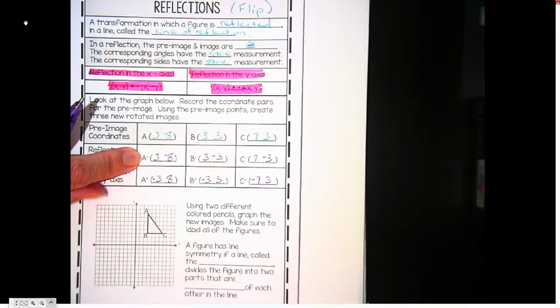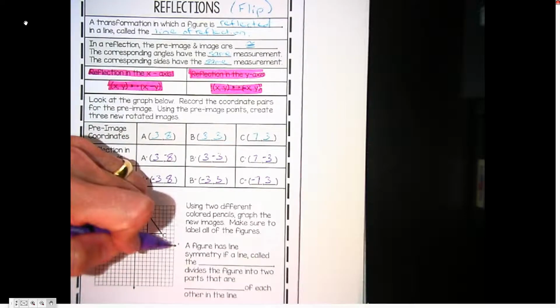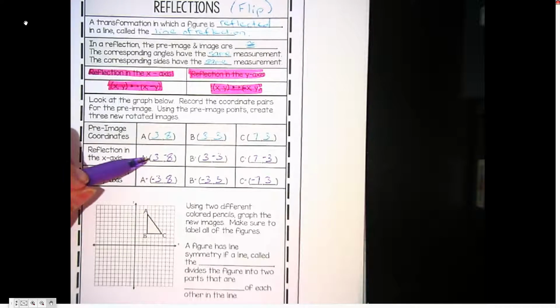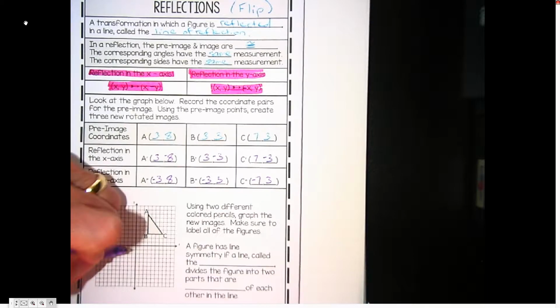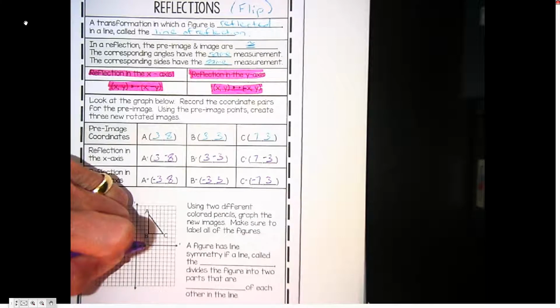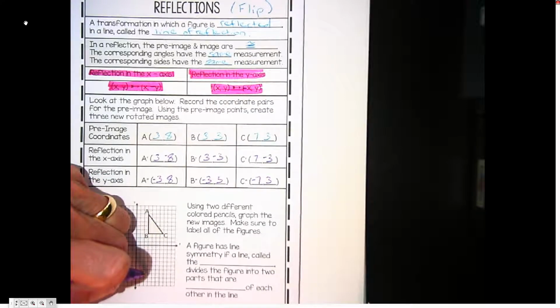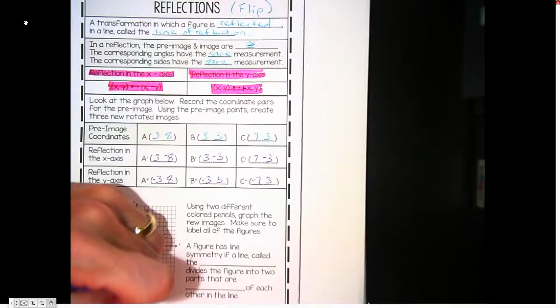So A prime, this is across the x-axis, so if this is the x-axis, it should lie somewhere down here. It should be flipped over that line. So let's see if that happens. I'm going to go over 3, 1, 2, 3, down 1, 2, 3, 4, 5, 6, 7, 8, right about there. And that would be my A prime.